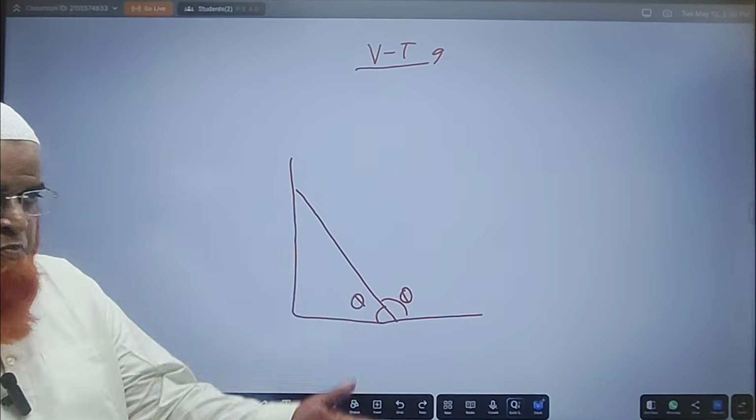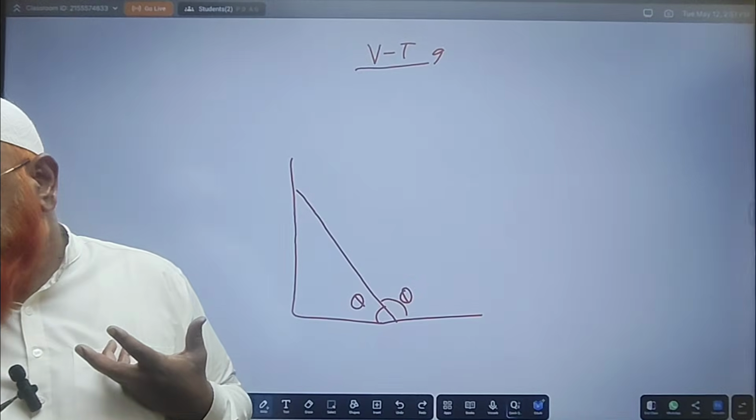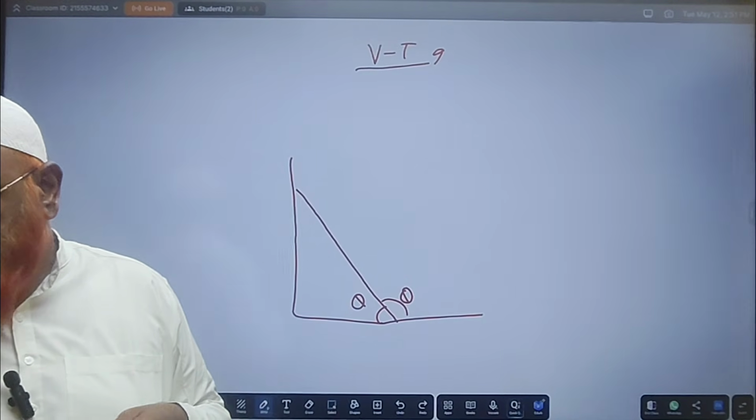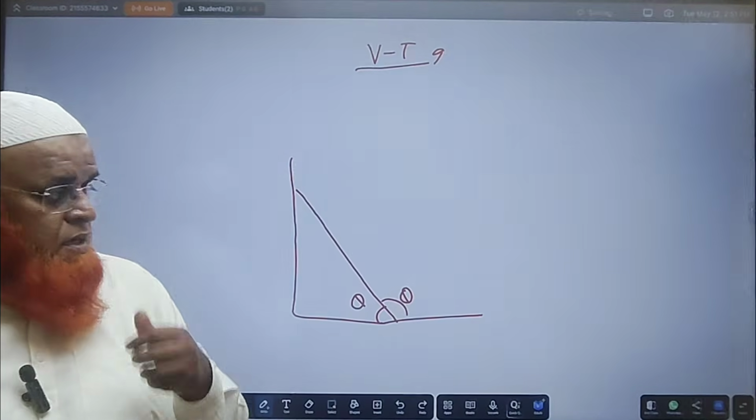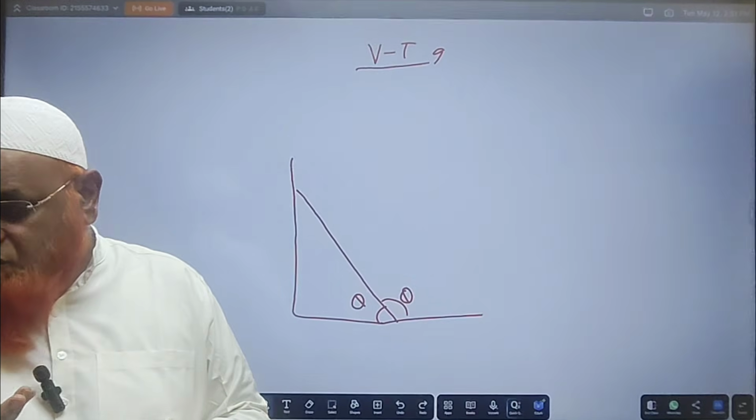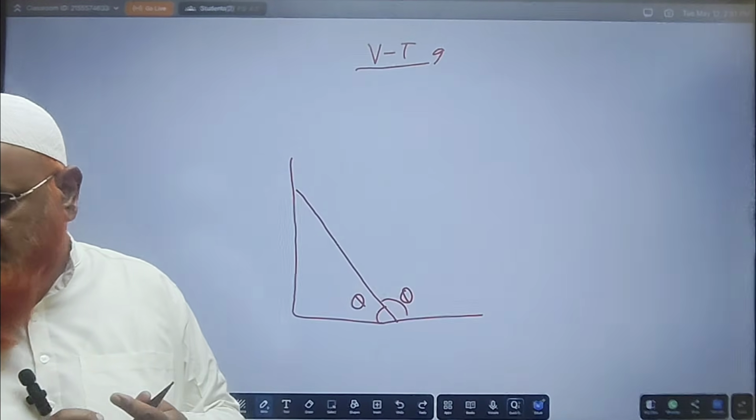Negative velocity means the body is coming towards you. Sorry, the train is approaching the station where you are standing. Negative velocity. Understood? And this is uniform velocity. It is coming towards you with constant velocity. Is it clear what I am saying now?